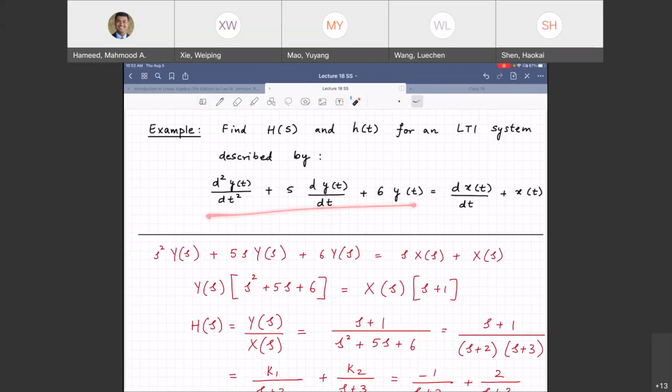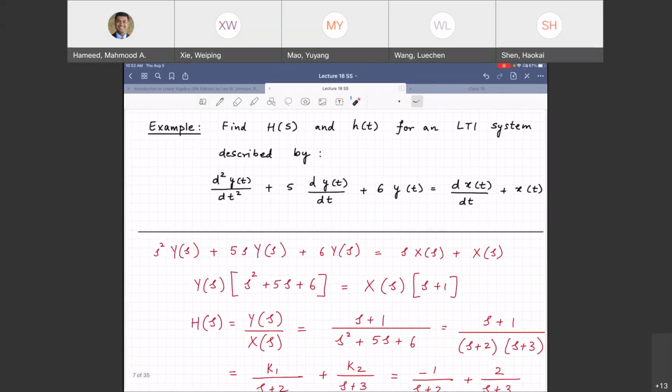On the left side, we have some derivatives of y that are given, and they are related to some derivatives in x. So this is an input-output relationship for a continuous LTI system that we are describing using an ordinary differential equation. The goal is essentially to find the transfer function H(s), and once we find that, we take the inverse Laplace transform of that to get h(t), right?